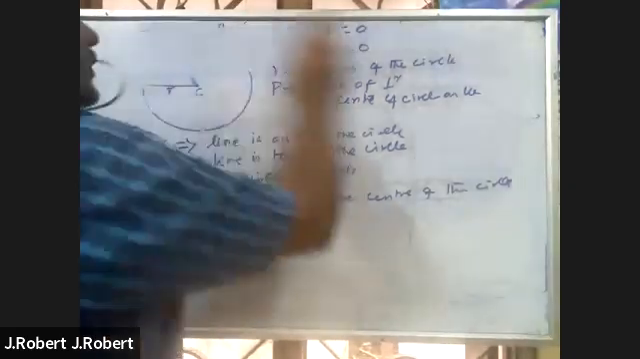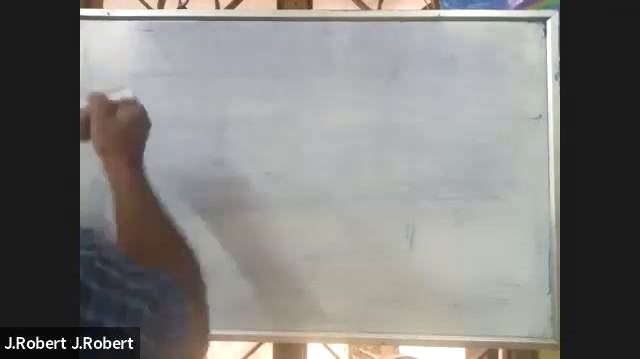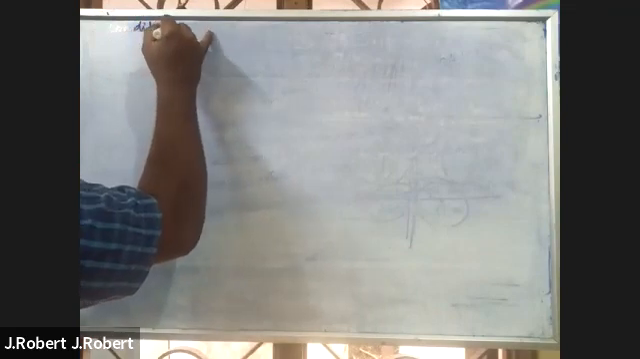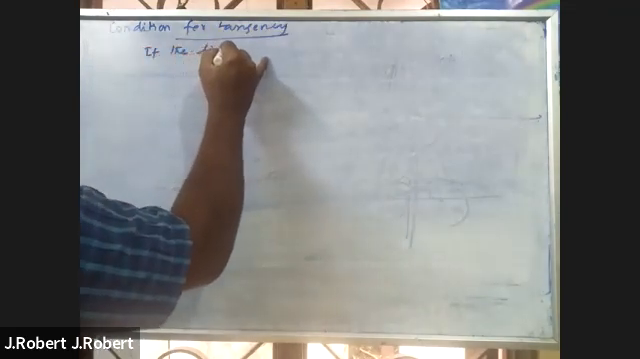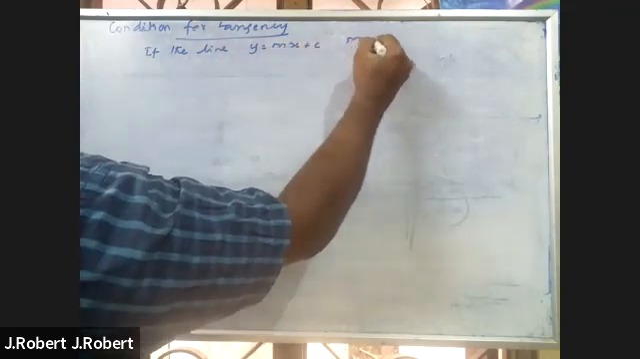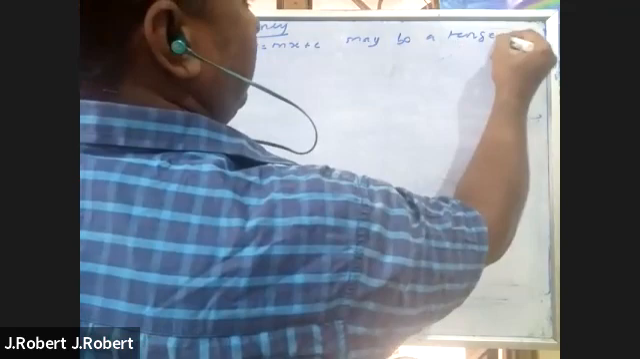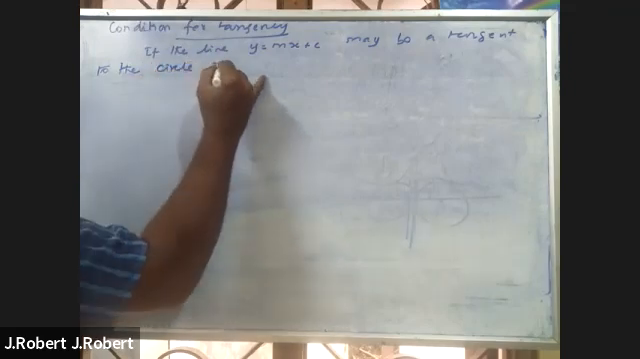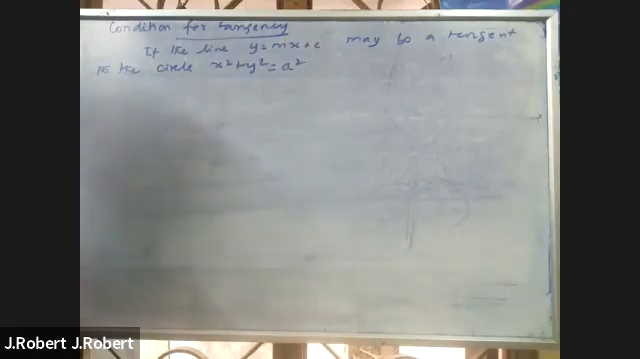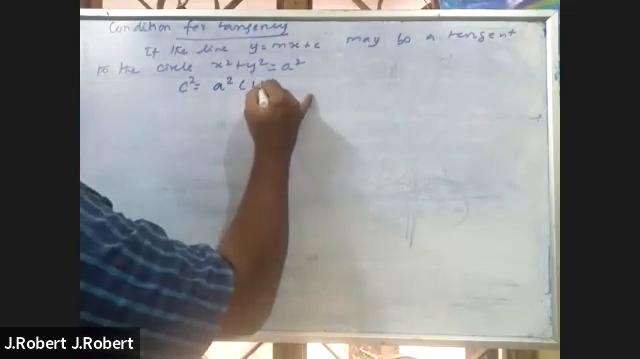Okay, next one. The next heading, you can just take this as condition for tangent c. If the line y equals mx plus c may be a tangent to the circle x square plus y square equals a square, then the condition is c square equals a square into 1 plus m square.